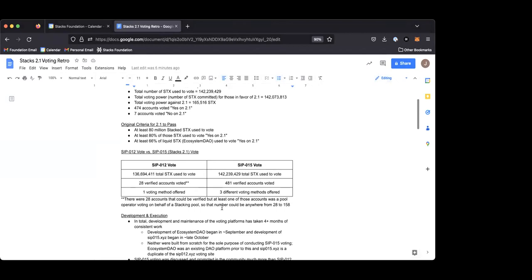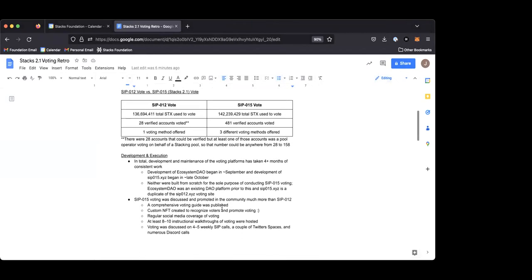Okay, so I wanted to do just a quick comparison of the two votes that we've had so far. We had the SIP 12 vote last fall, and we had the SIP 15 vote just recently. So here's a side-by-side comparison. 136.6 million stacks were used to vote for SIP 12 compared to the 142.2. We had 28 verified accounts that voted versus 481 this time around.